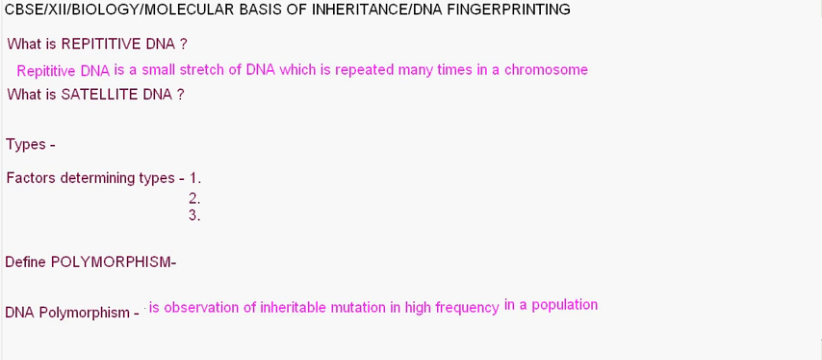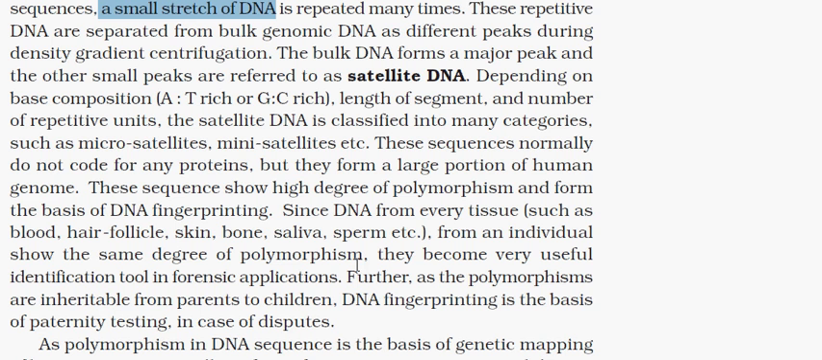Now, what is satellite DNA? When these are isolated using the density gradient centrifugation technique, repetitive DNA shows high peaks, whereas the repetitive units which show low peaks are called satellite DNA. As you can see, the bulk DNA forms the major peak and other small peaks are referred to as satellite DNA.